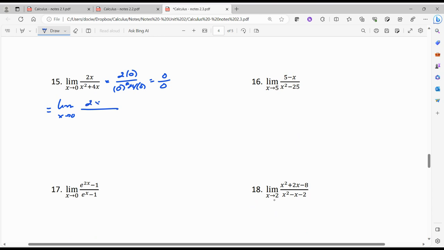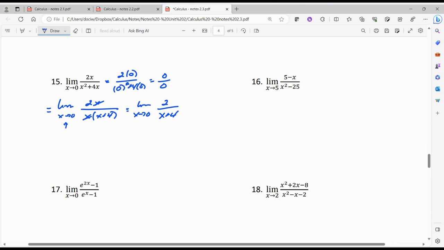My numerator is 2 times x. My denominator, I can factor out the x, and I'm left with x plus 4. And again, x divided by x is equal to 1, as long as x is not 0, and again, we're approaching 0, we're not equal to 0. So now I have the limit as x approaches 0 of 2 over x plus 4.